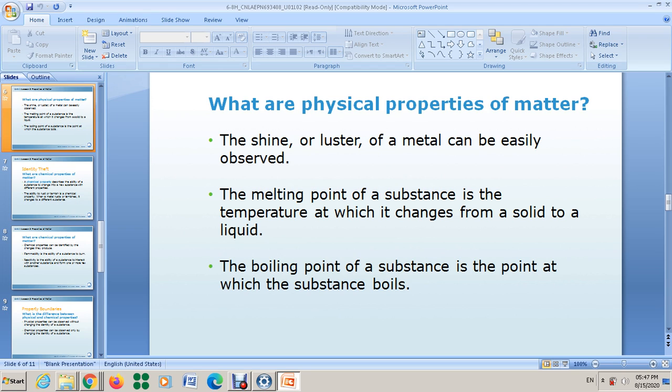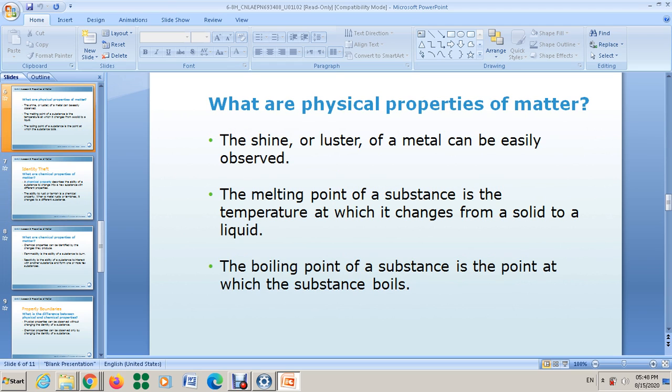The shine, or luster, of matter can be easily observed. So if it's shiny or lustrous, all of these are physical properties. The melting point of a substance or the boiling point of a substance is also a physical property. The melting point of a substance is the temperature at which it changes from a solid to a liquid. Here, melting point also is a physical property. The boiling point of a substance is the point at which the substance boils. Okay?